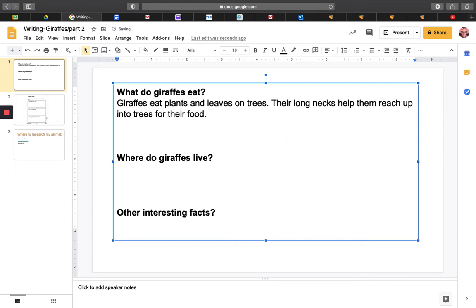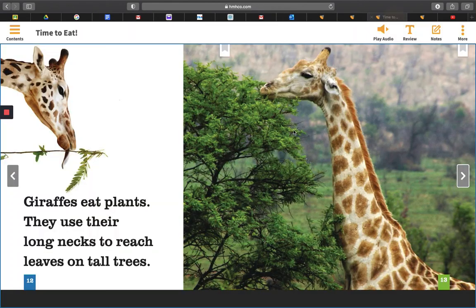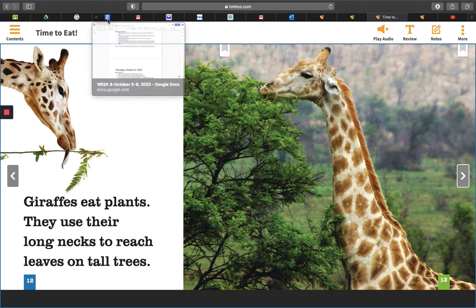Now notice, I didn't copy straight from the book. I put it in my own words. What do giraffes eat? Giraffes eat plants and leaves on trees. Their long necks help them reach up into trees for their food. That is not exactly what this says. I put it in my own words. That's what you need to do. When you're writing your sentences on your animal, I want you to put it into your own words.